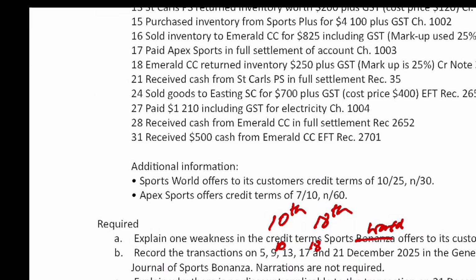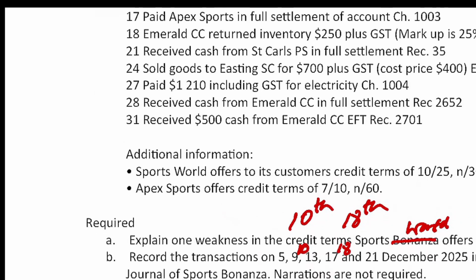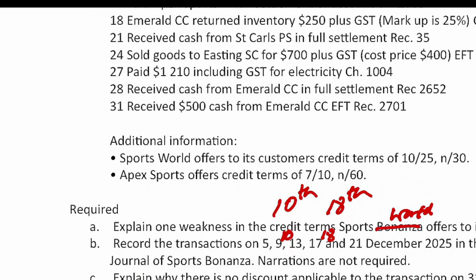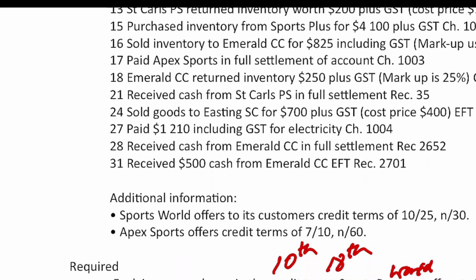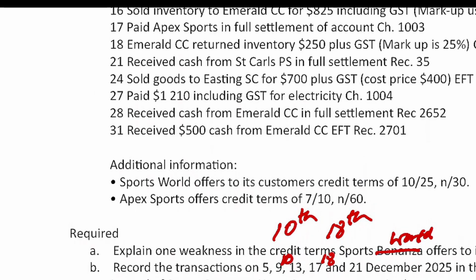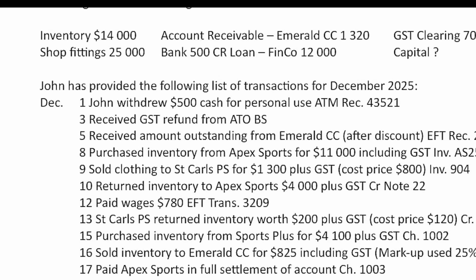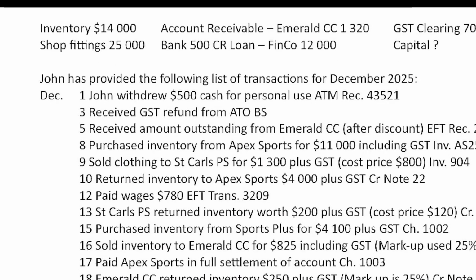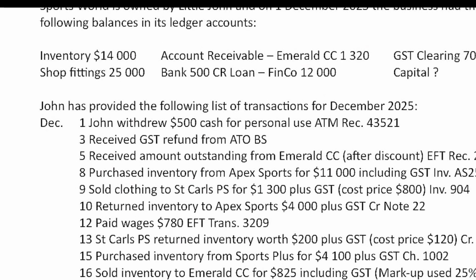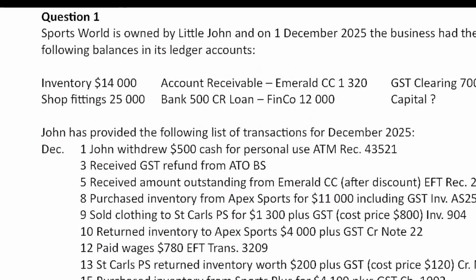Okay, shall we start with part B? Yep. Alright, record the transactions on the given dates, 5th and onwards, right? What is the double entry for the 5th? Received amount outstanding from Emerald CC. 1320. Yes. So then, received money from Emerald CC, right?